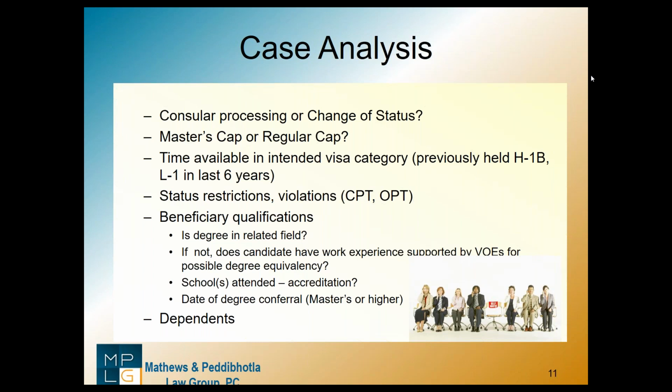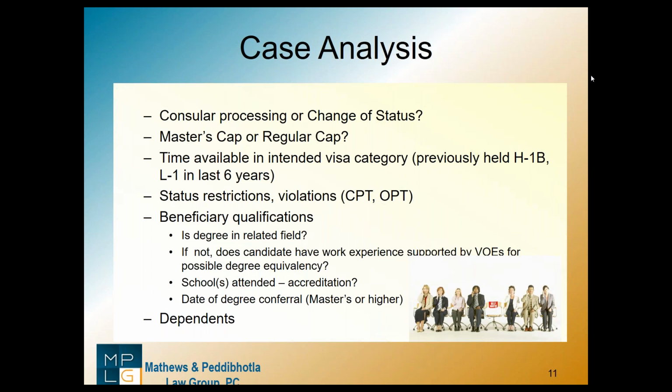They might have degrees from abroad. That might work out. If they don't, then we would have to look at other things and see if this person actually qualifies. This also affects whether or not they can enter the master's cap or the regular cap. Someone might say, hey, I have a master's degree, but it might not meet the requirements for the H-1B. And we talked about date of degree conferral.